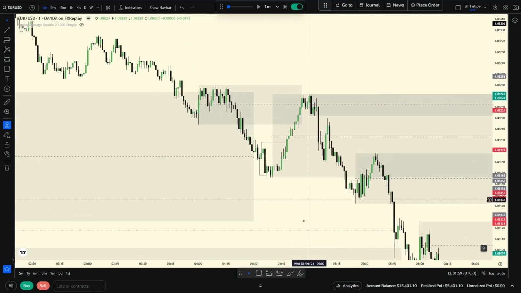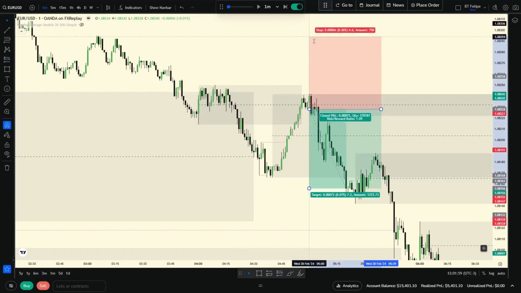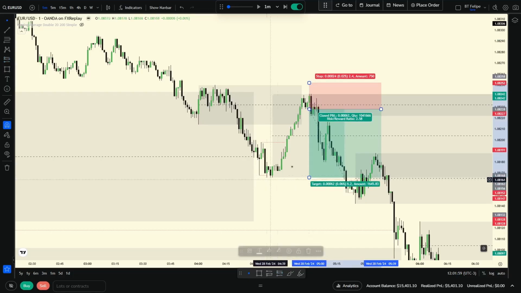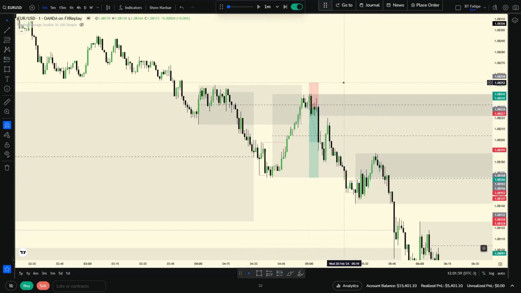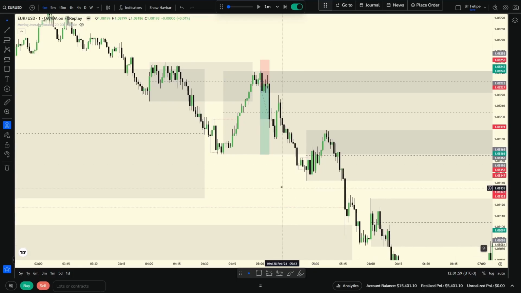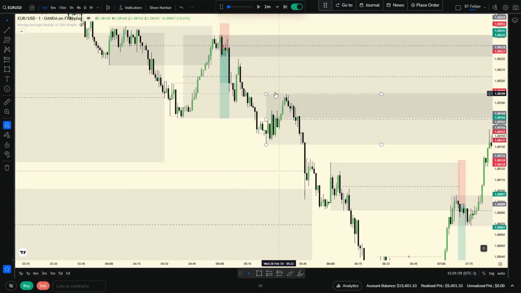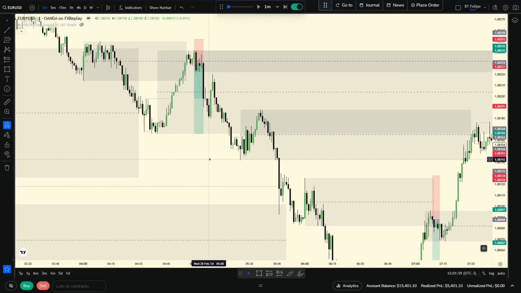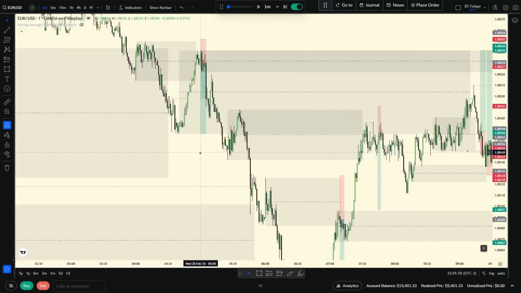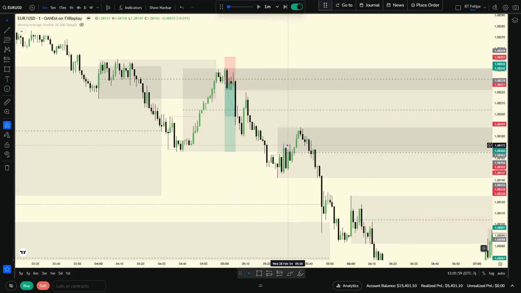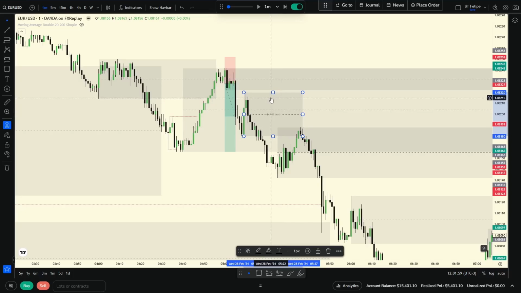Manipulation. Tapped the 50%, gave the huge candle. Could have done something like this. And then price tapped this POI. Manipulation. POI. The beginning of the POI.